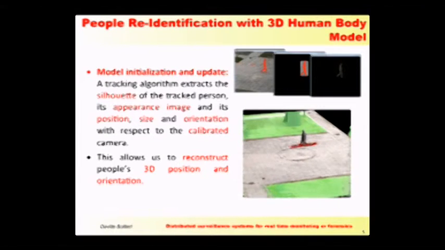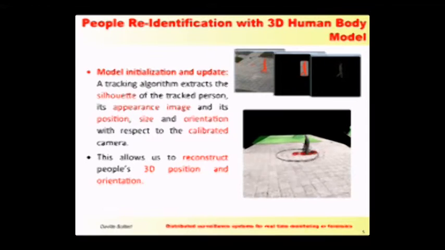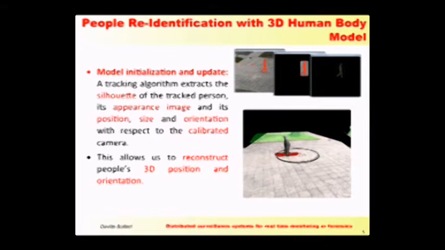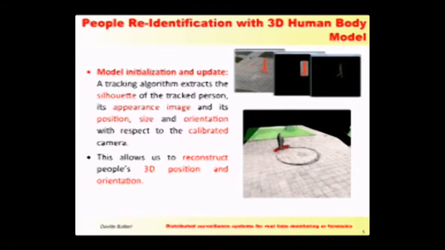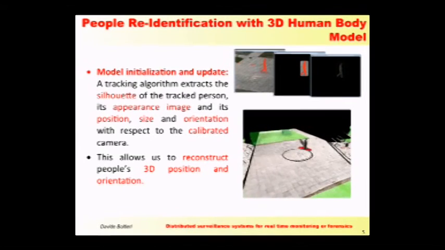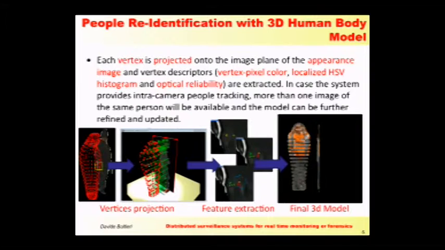First, we need a tracking algorithm that extracts the appearance image of a person, its position, its size, and with some weak assumption, its orientation in the scene. With that, we can create a simple 3D reconstruction of a surveilled ambient. And then we can extract the descriptors this way.